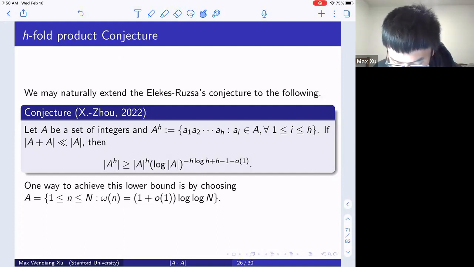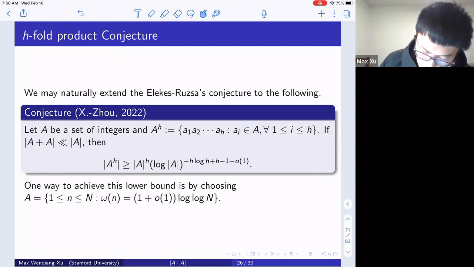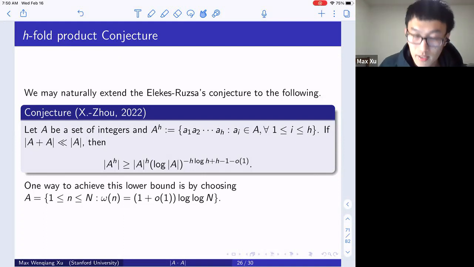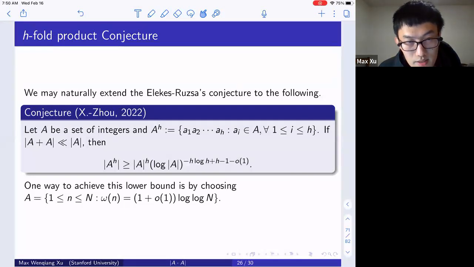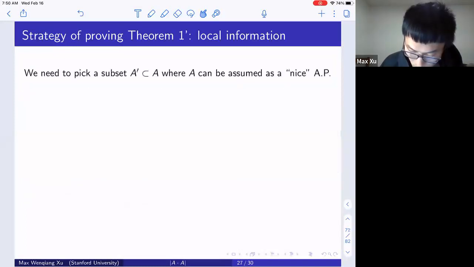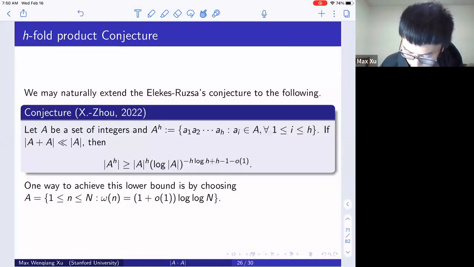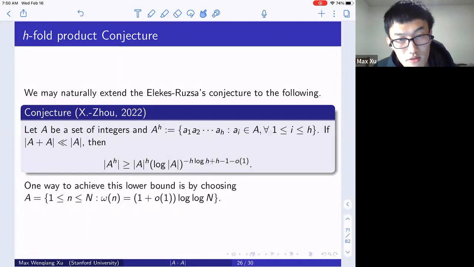There is some progress towards this, but I don't think any progress does better than log A to some power, of this shape. I didn't cite them here, but I see many good results by Chang, and I think Solomon should also have some results on this. Okay, that's all the proof for the first part.